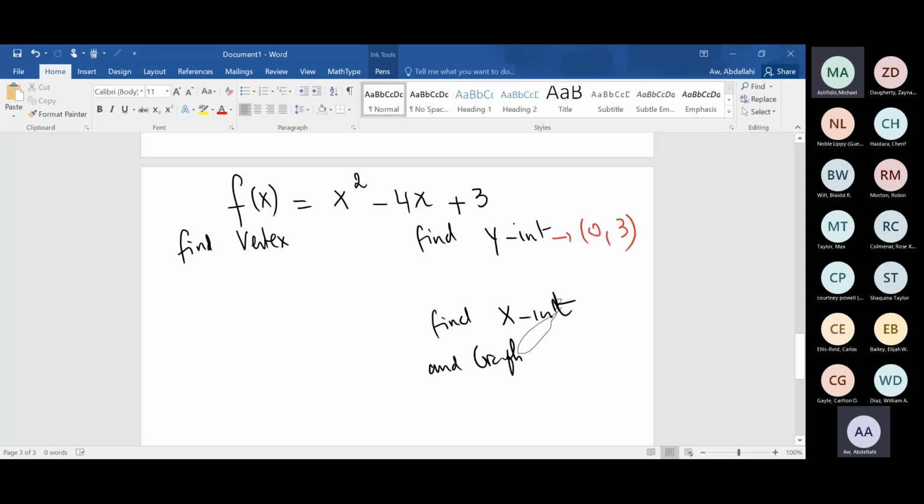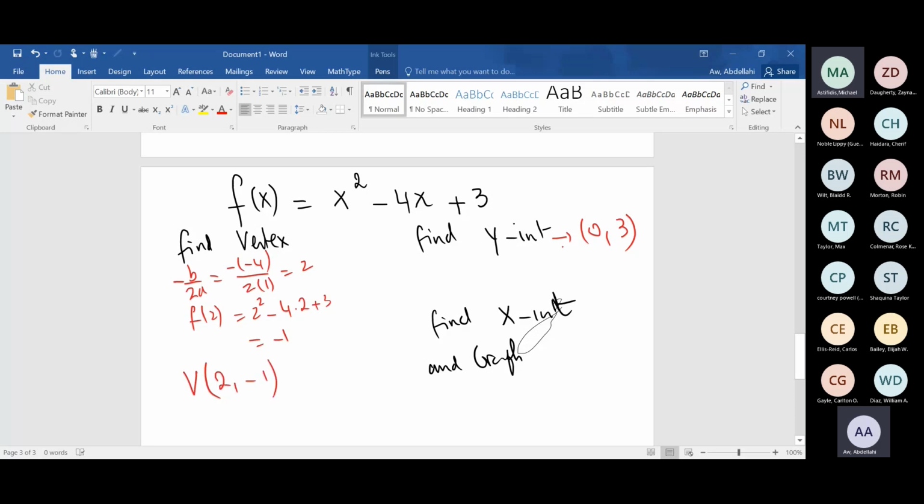All right. The vertex. What vertex did you find? 2, -1, right? Because negative b over 2a is -4 divided by 2 times 1, which is 2. And then f of 2 is 2 squared minus 4 times 2 plus 3, which is -1, right? So my vertex is (2, -1).